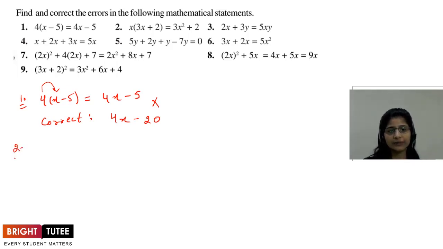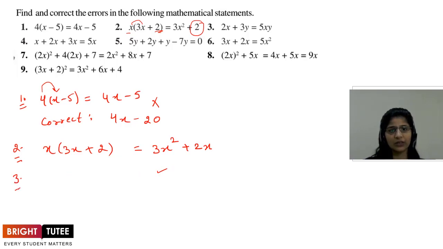The second one, see, x into (3x plus 2). So what they have done, they have multiplied this x with 3x only and 2 as it is they have written. Will 2 be as it is written? No. x will also be multiplied with 2. So this is the incorrect statement and the correct statement is 3x square plus 2x. Right? This is the correct statement.